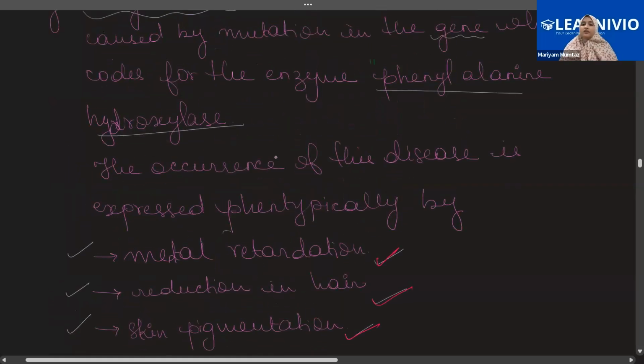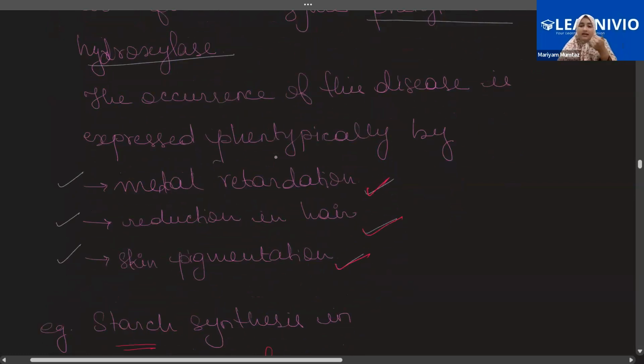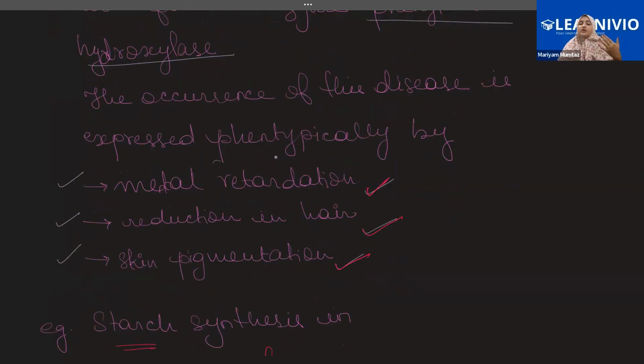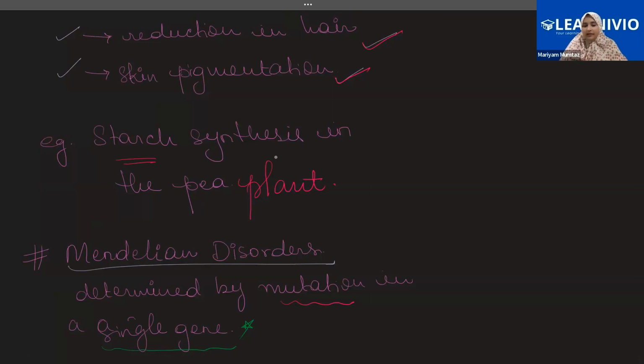So see, because of the absence of that enzyme, or you can say because of that mutation, so many phenotypic effects are seen in the person. The person will be mentally retarded, have reduction in hair, and also a lot of pigmentation on their skin. One gene got mutated, and because of it so many effects are seen. So this is the best example of pleiotropy. One gene, many effects. Clear? Yes, ma'am. One more example in plants is starch synthesis in the pea plant. This is also an example of pleiotropy.